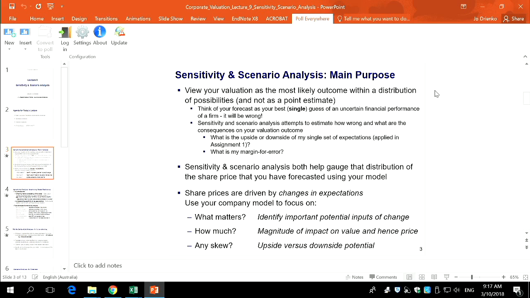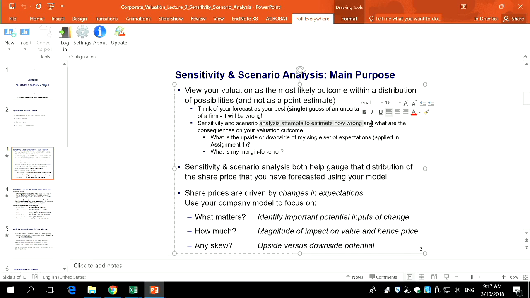So think of your forecast that you made for assignment number 1 as your best single guess of an uncertain financial performance of JB Hi-Fi or whatever company you're valuing. It will be wrong. And sensitivity and scenario analysis attempts to estimate how wrong and what are the consequences for your valuation outcome when you start playing around with your key assumptions about growth, about WACC, about CapEx, about cost of goods sold, something like that. How wrong can your predictions be before your value per share drops below the current share price?